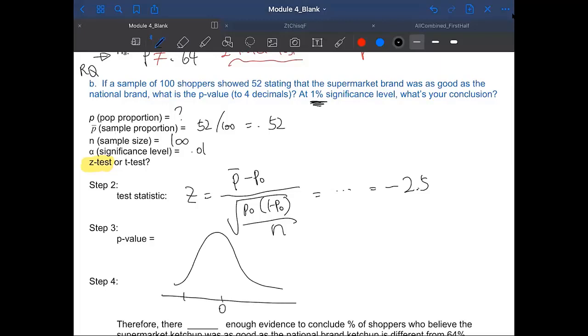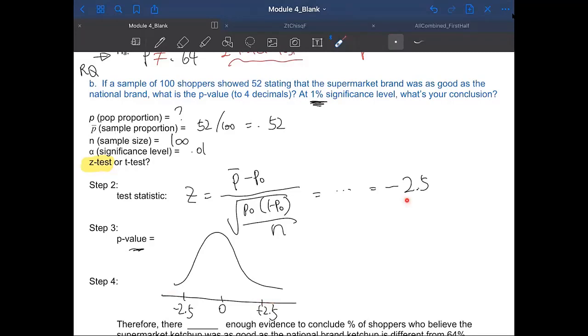So I'm going to label a negative 2.5 here, a positive 2.5 here. For the p-value, what you need to do is, this is the null. To be considered close enough to the null, it can be a little bit to the left, or a little bit to the right. You cannot go beyond those test statistics you have here.